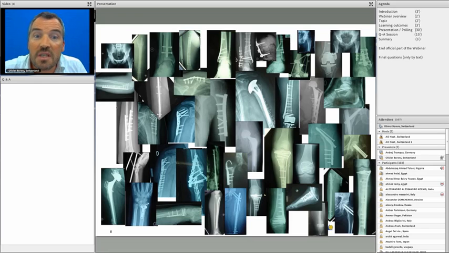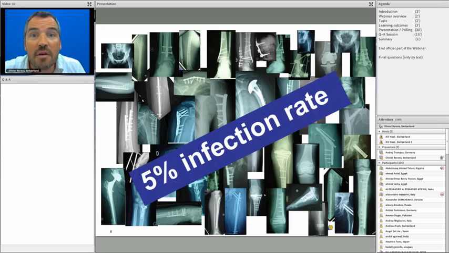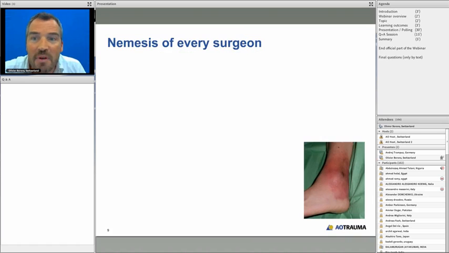This is what we all want to do. This is what we all love to do. And normally, most of the time, we have very happy endings. We are having good results. But we must bear in mind that about 5% of our surgeries are going to get infected. We know that in open fractures of the tibia, this can go up to 40%, but more or less 5% of our osteosynthesis is going to be infected. Why does it happen? Why is this nemesis of every surgeon happening? And for us, of course, it is a catastrophe to have an infection.